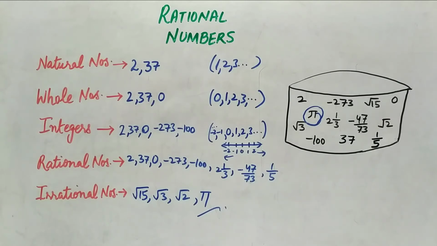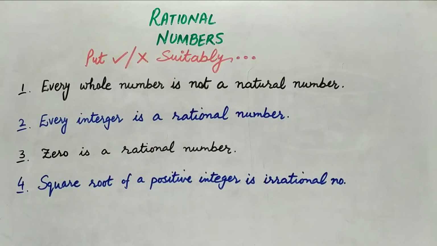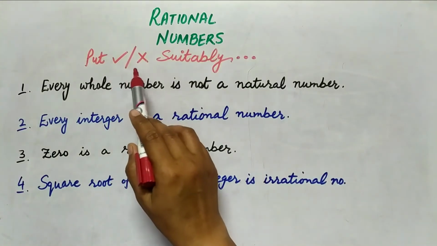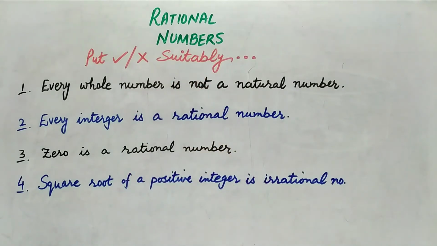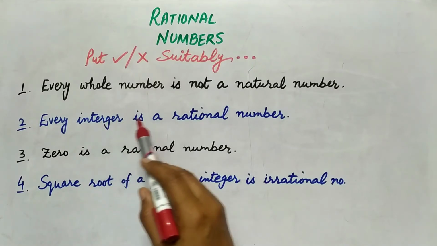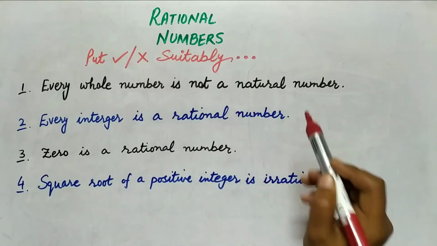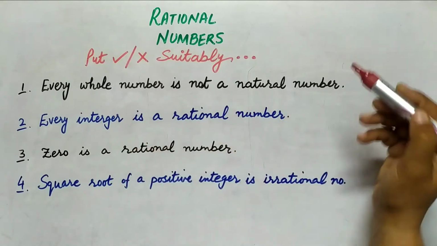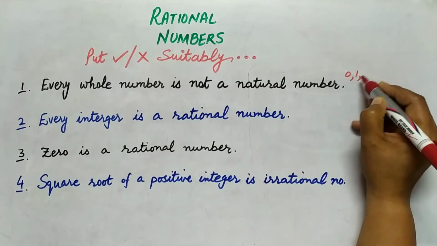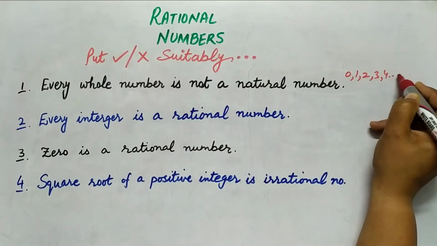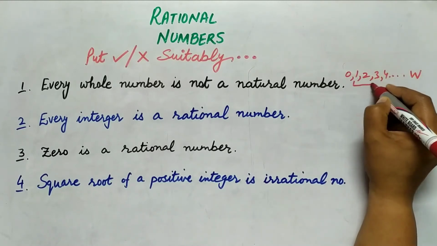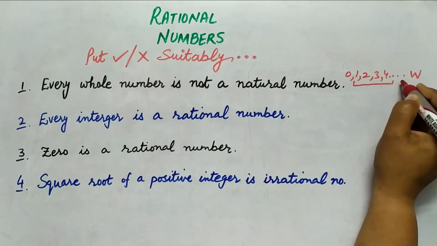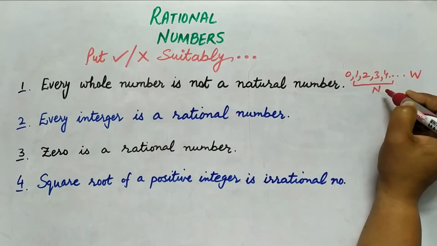Let us proceed further with the questions. We are asked to put a tick or cross suitably. Here 4 true-false questions are given. We are discussing them now. First, every whole number is not a natural number. The whole numbers are 0, 1, 2, 3, 4, etc. These are whole numbers. And among these, 1, 2, 3, 4, etc. are naturals.